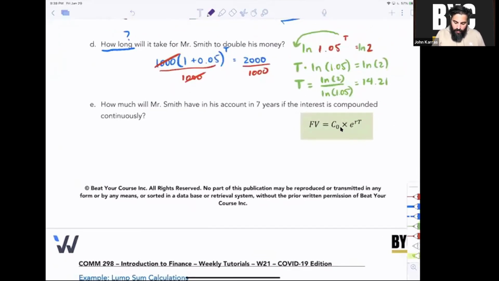So how much would Mr. Smith have in his account in 7 years if it was compounded continuously? I'm still starting with 1,000. I'm going to multiply by e, the exponential variable, to the power r, which is 5%, times t, which is the 7 years. You just punch it directly into your calculator. Everyone's calculator should have the exponential variable. I got 1,419.07 if I round it.